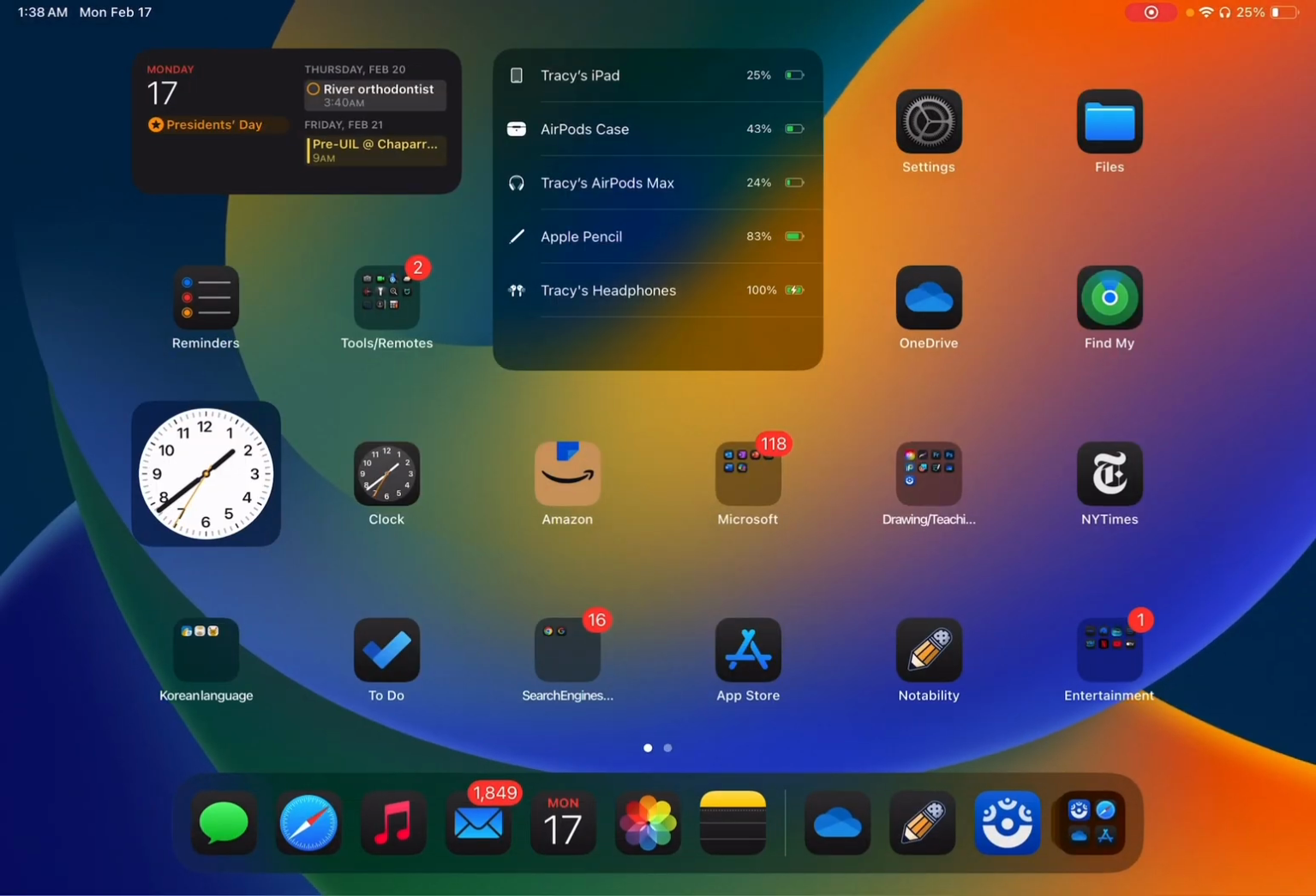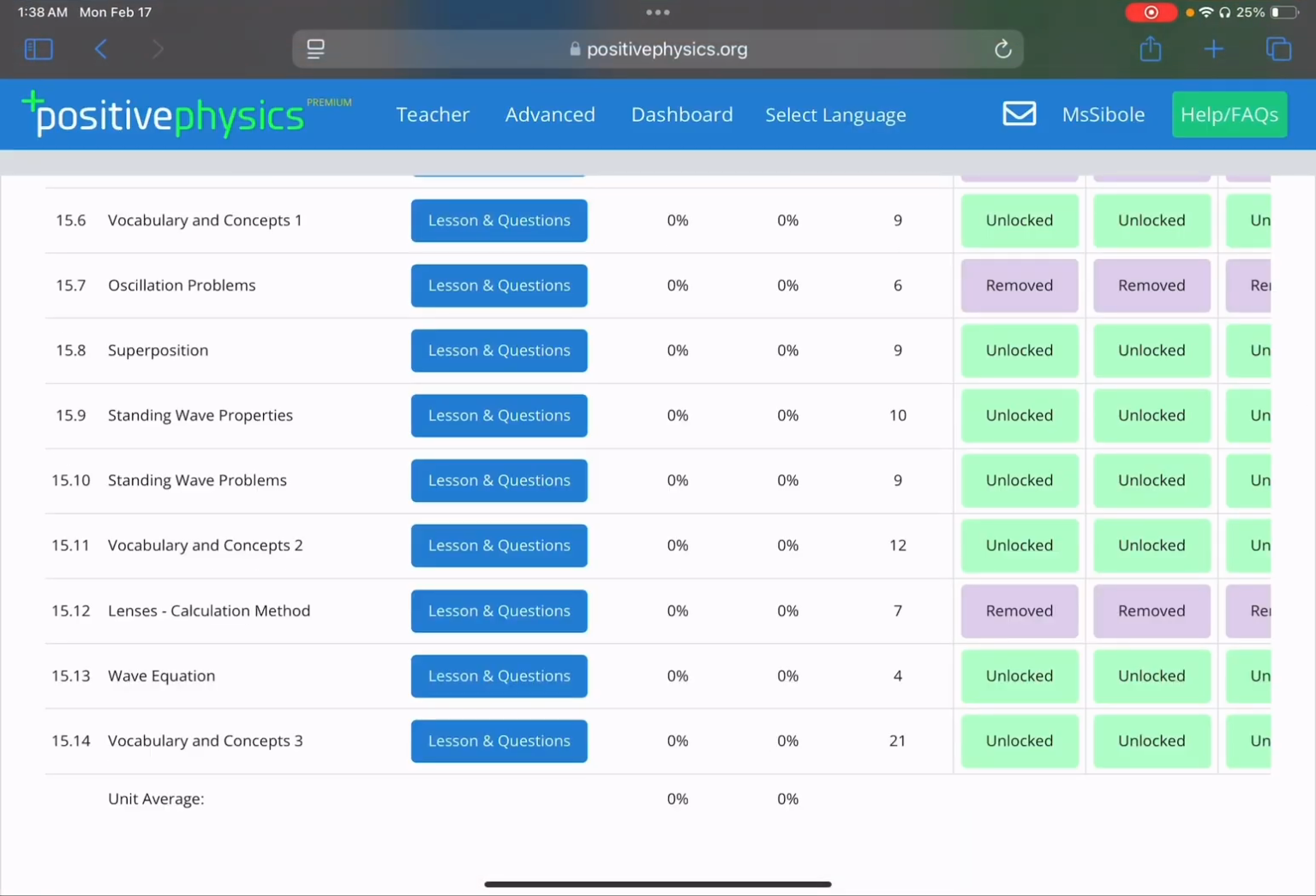Okay, so if you will go into Positive Physics, you will be able to see that there is wave equations, 5.13. This is where you're going to practice. I think there's 5 problems. You're going to practice what we just did. And then 5.14 has some more vocabulary words to go back through. And you have a test coming up.